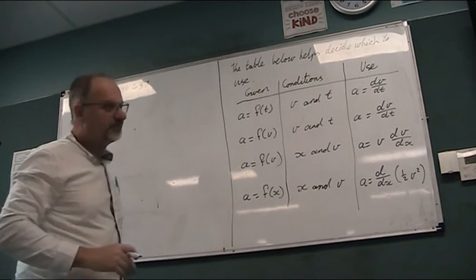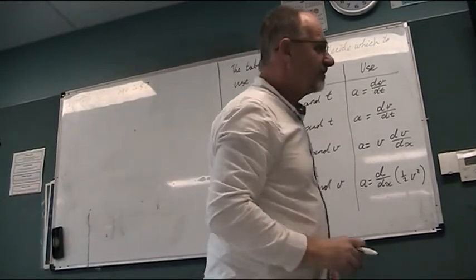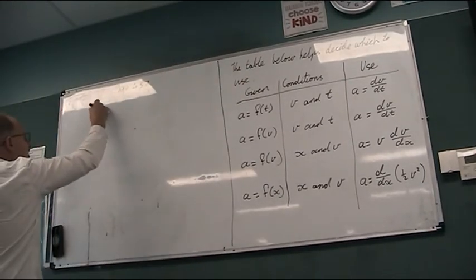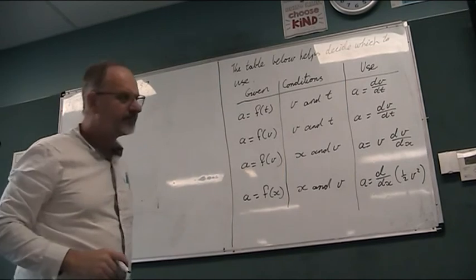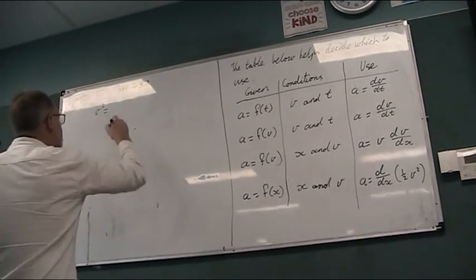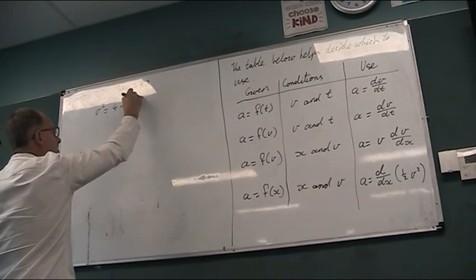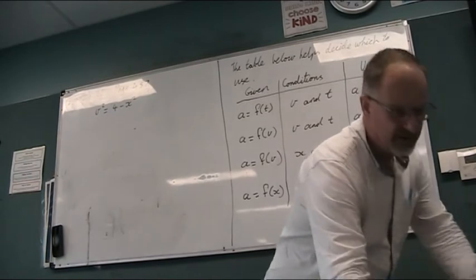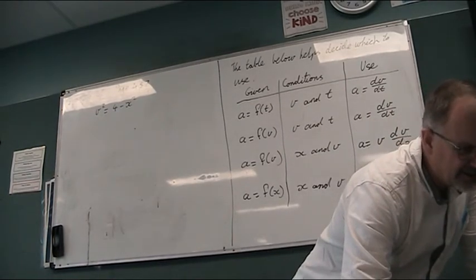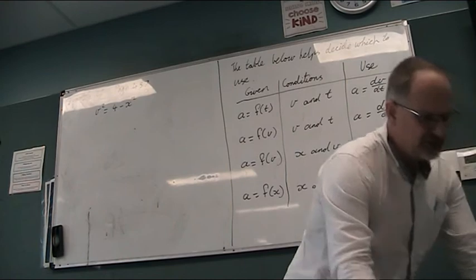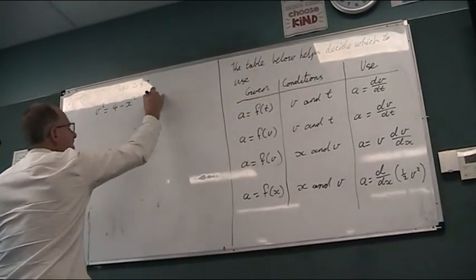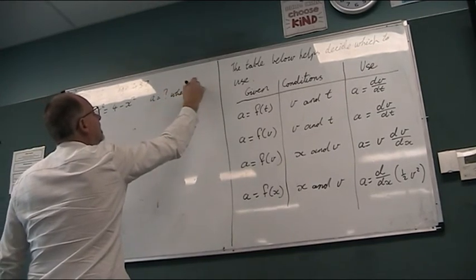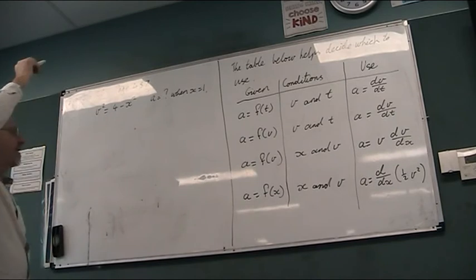Alright, let's have a look. So, an object travels in a straight line such that its velocity is, so we've got v squared equals 4 minus x squared. Find, oh that's why I did it, didn't I? Sorry. Find the acceleration at x equals 1. So we want to know acceleration when x equals 1.